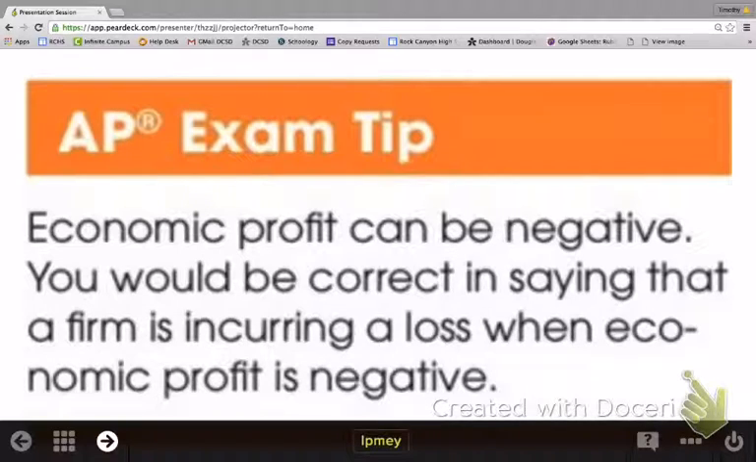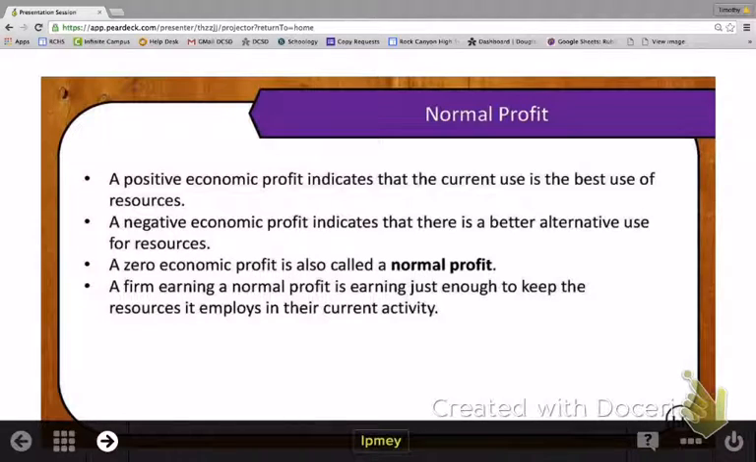So economic profit can be negative, and you would be correct in saying that a firm is incurring a loss when economic profit is negative. And that means you should do something else with your resources. Now, if you determine economic profit is positive, this indicates that the current use is the best use of those resources. There's nothing else you could do with those resources to earn more. That's good. If there's a negative economic profit, we call that an economic loss, and that indicates to us that there is a better alternative use for our resources, and we should be doing something else with them.